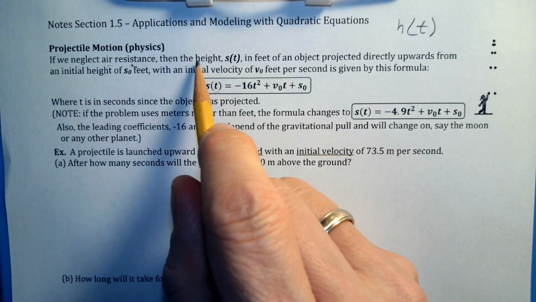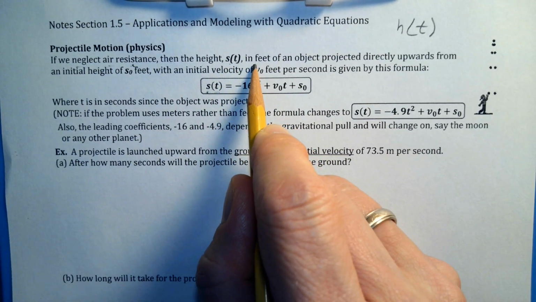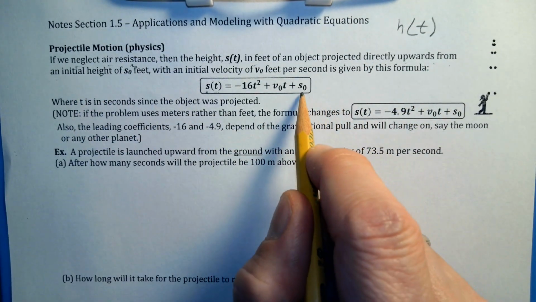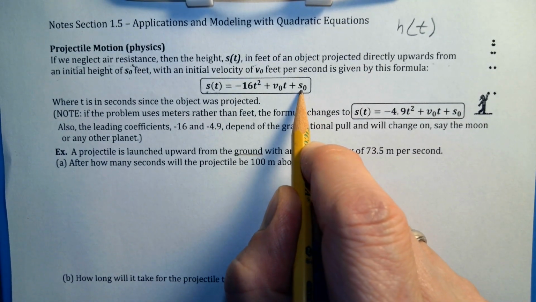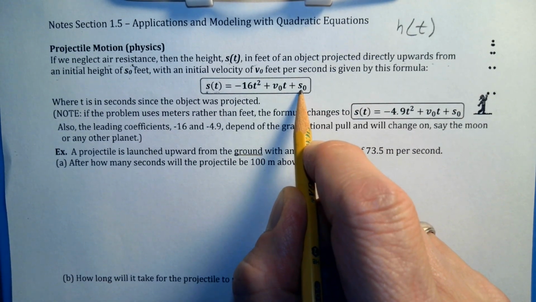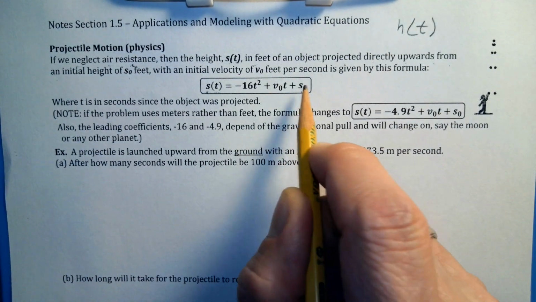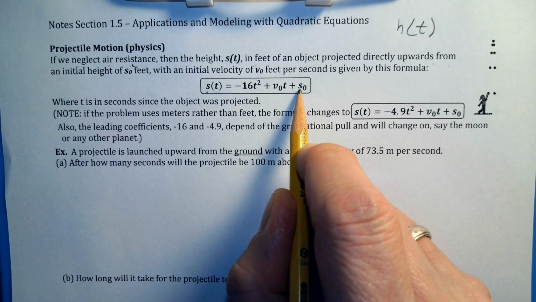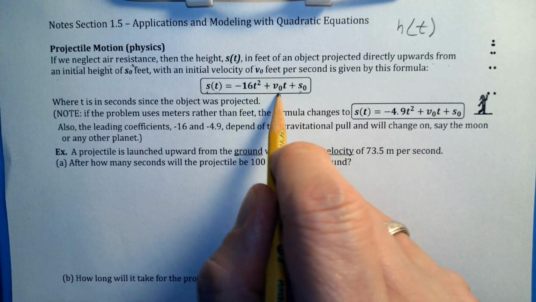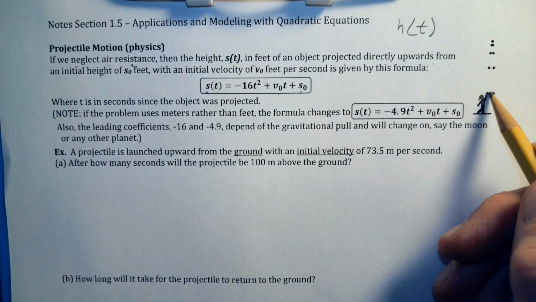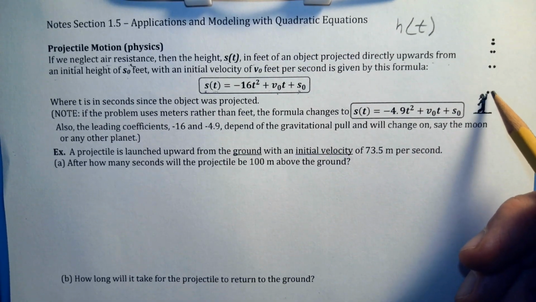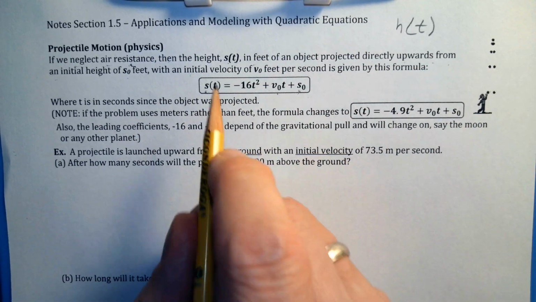All right. So then the height, s of t, measured in feet, of an object projected directly upwards from an initial height of s sub 0. That's an s with a subscript 0. We call that s naught sometimes, not meaning the old English word for zero, which is naught. So we'll say s naught, or initial location, initial height in this case, in feet. And then v sub 0 is the initial velocity. So if I'm throwing the ball up in the air, it leaves my hand with a certain initial velocity that I've imparted upon it as it leaves my hand. So that is v sub 0.